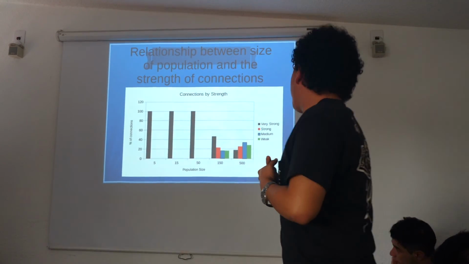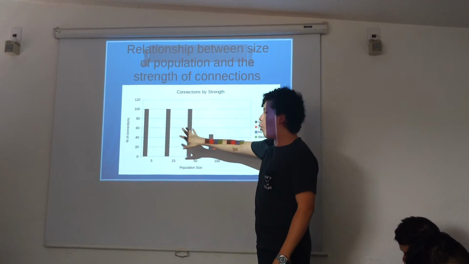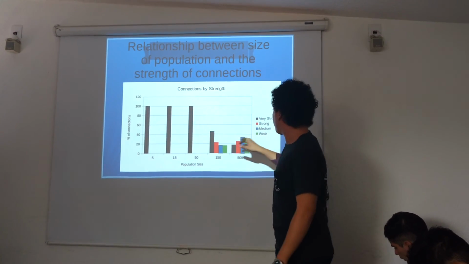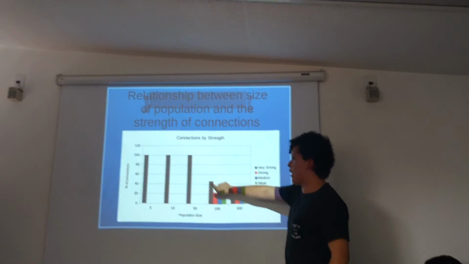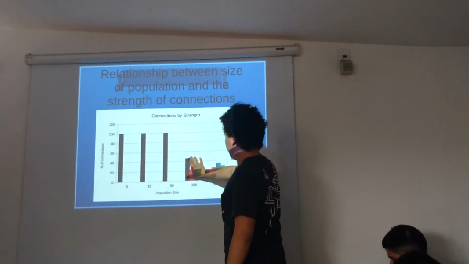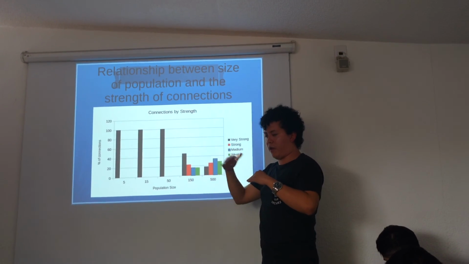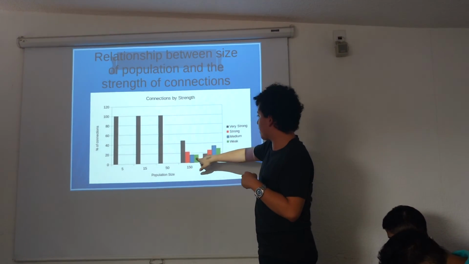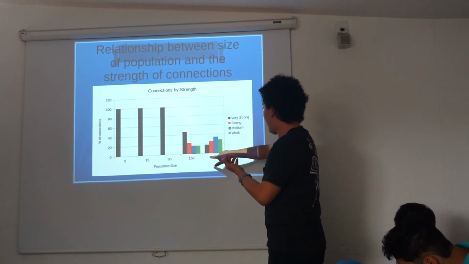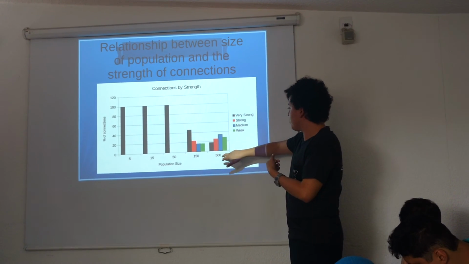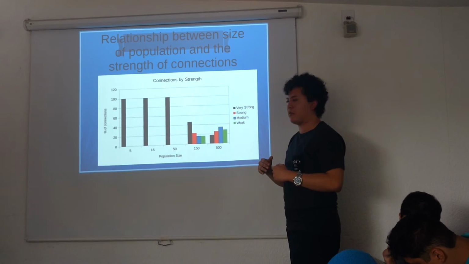inverse relationship for the strength of the connection. For example, in 5, 15, and 50 nodes, all the connections in the graph are very strong. But in 150, the strength of the connection is reduced a lot, because the very strong connections are around half of the total of the connections, and the weakest connections tend to increase in number, and in 500 nodes, the very strong connections are the fewest of the connections.